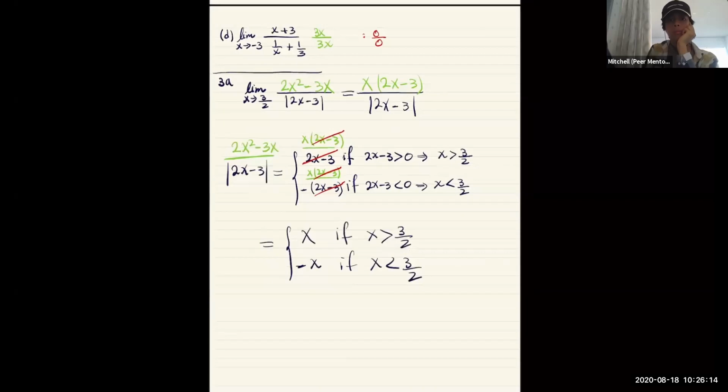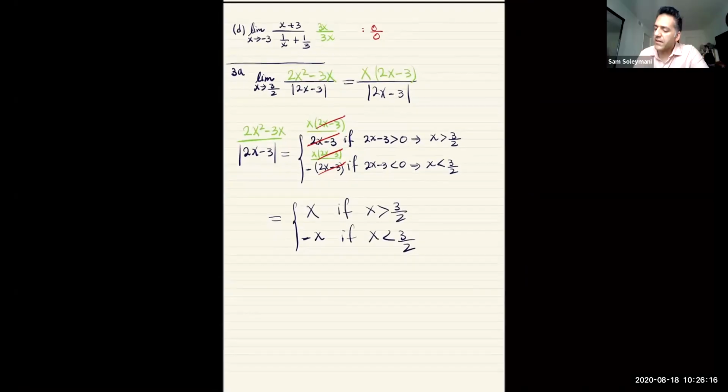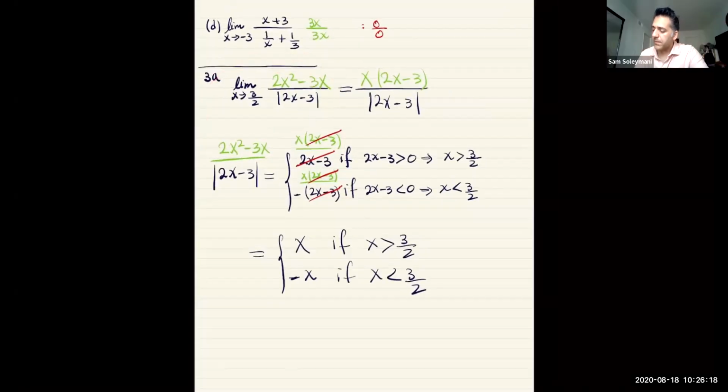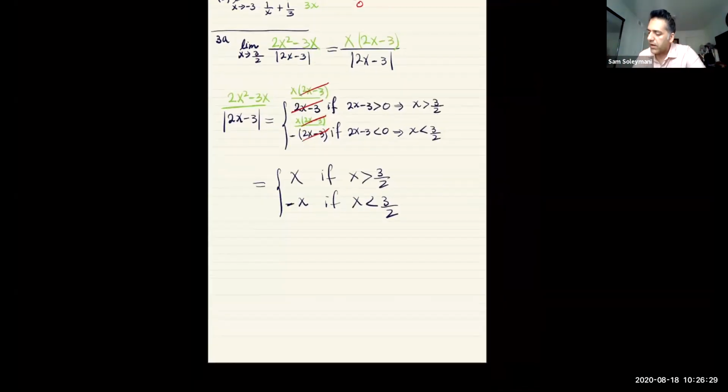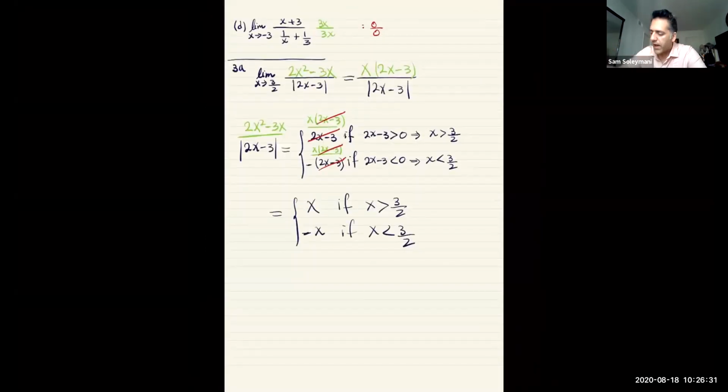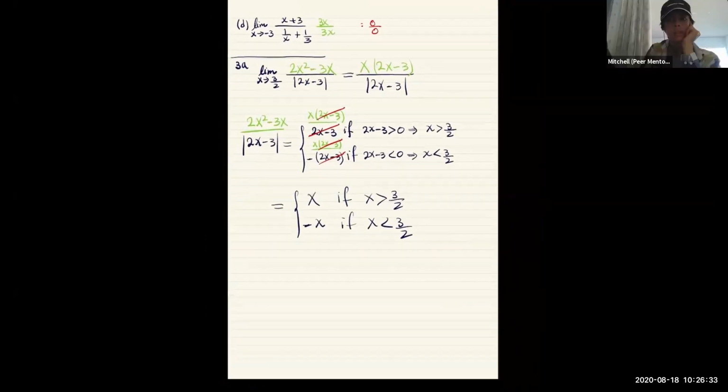So instead of taking the limit of this function, you take the limit of this function. This function breaks into this. Very simple, just basically the absolute value function that's shifted 3/2 units to the right.